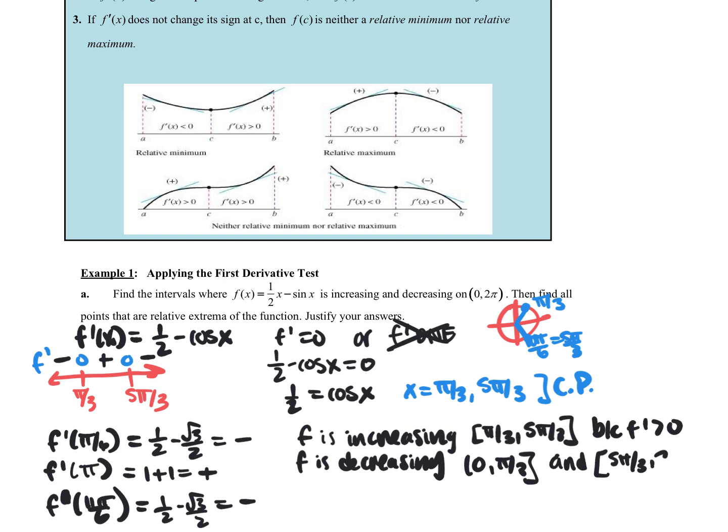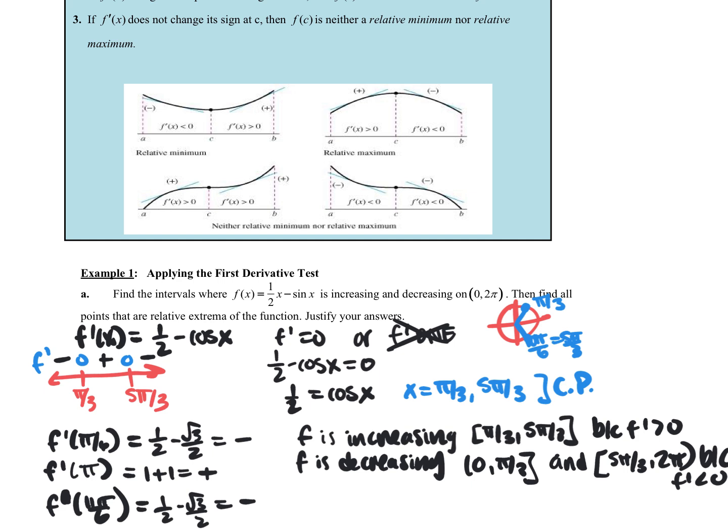I'm sorry, to 2 pi. Because f prime is negative. This is why I like having my little chart over here to just look at, right? So from 0 to pi over 3, you're decreasing. From pi over 3 to 2 pi, you're decreasing. And then in the middle, you're increasing.